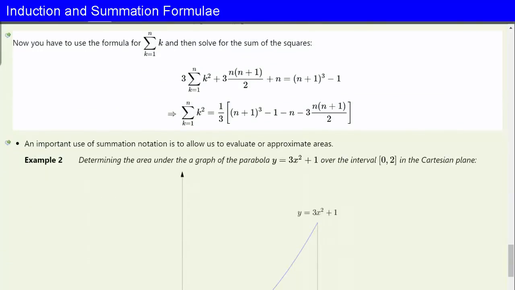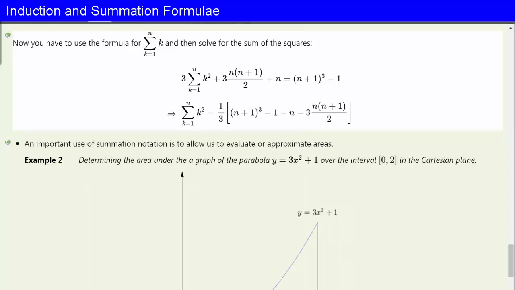Now you have to use the formula for the sum from k equals 1 to n of k, which we have previously derived, and then solve for the sum of the numbers k squared. So you get 3 times summation k squared plus 3, and then instead of summation k, you get (n plus 1) over 2, and then plus n, is equal to (n plus 1) cubed minus 1. And you can solve for summation k squared.